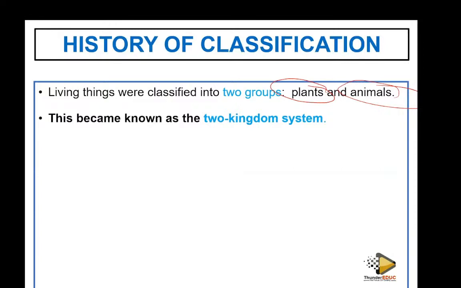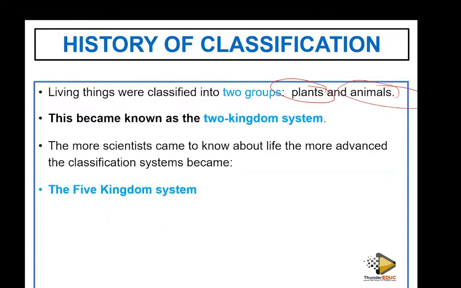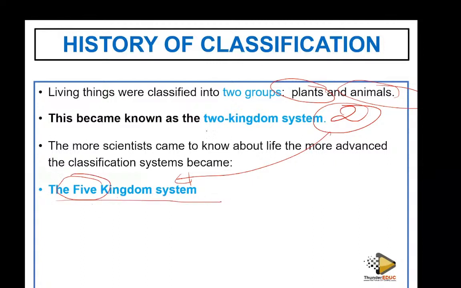What are they? So these organisms, scientists did more research and they found out that more of this is supposed to be discovered. So the more scientists came to know about life, the more advanced the classification system became. And then now, instead of classifying them into two groups, the scientists now classify them into 5 groups. So it became the 5-kingdom system, from the 2-kingdom system, that is plants and animals, to the 5-kingdom system.